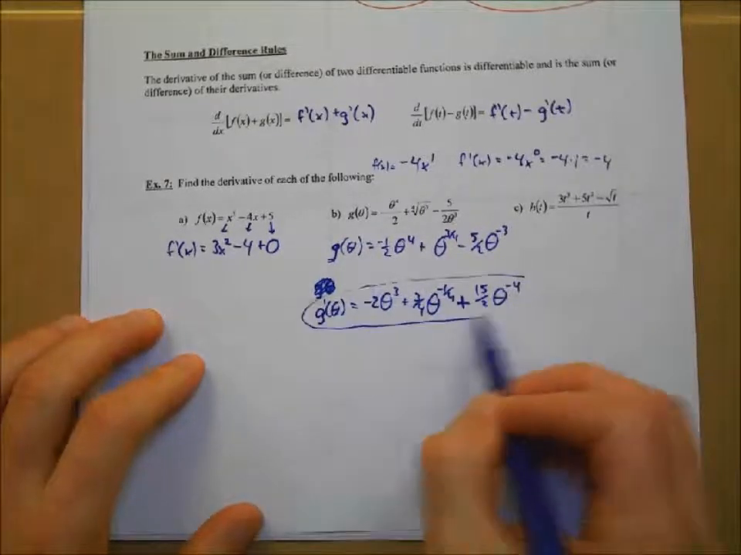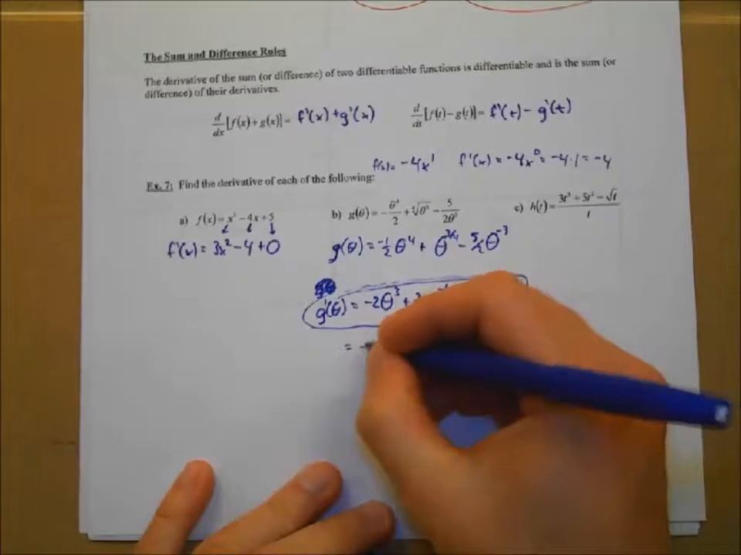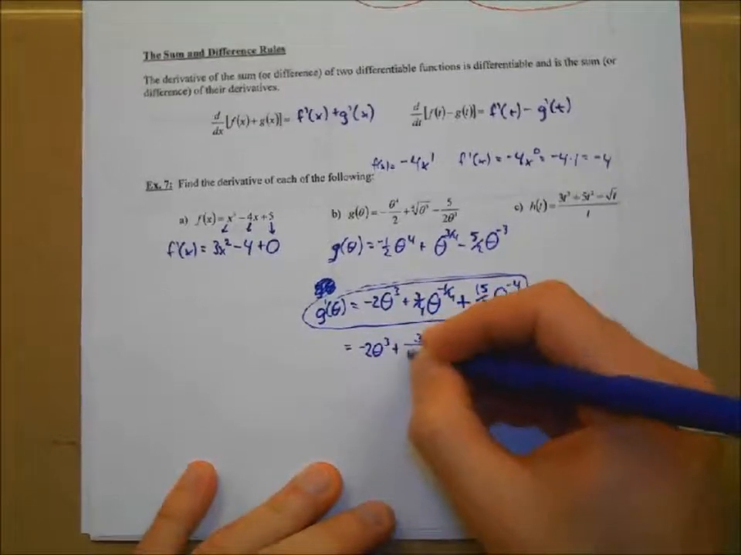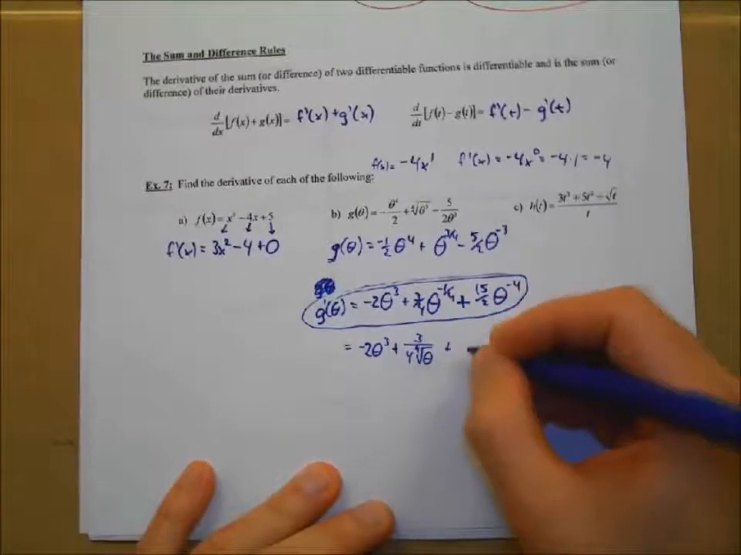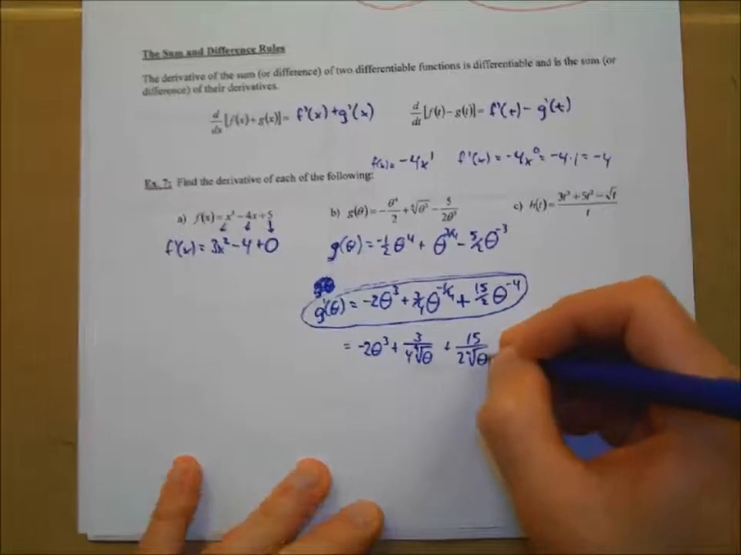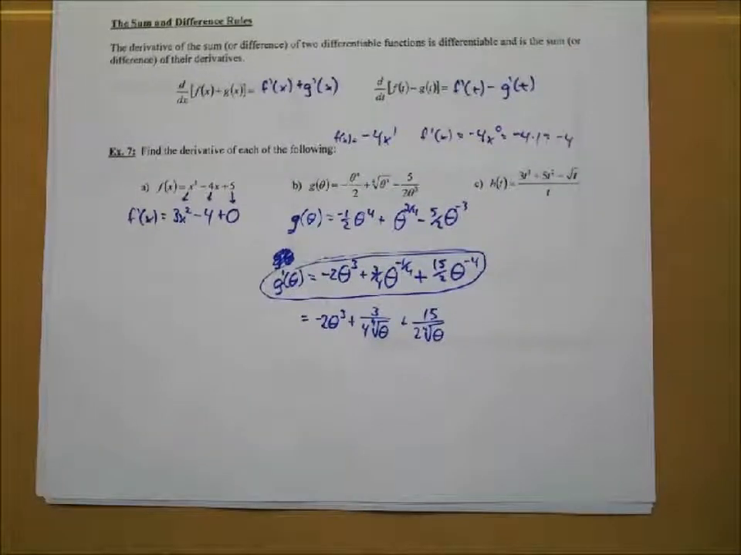Okay, you can stop there. You've taken the derivative, right? It doesn't say make sure everything's in positive exponents. We could stop there if we wanted to. Of course, we could rewrite everything using positive exponents. 3/4 times the 4th root of theta plus 15/2 times the 4th root of theta, alternatively there with all the positive exponents and the roots back in. Okay. Questions on any of that?